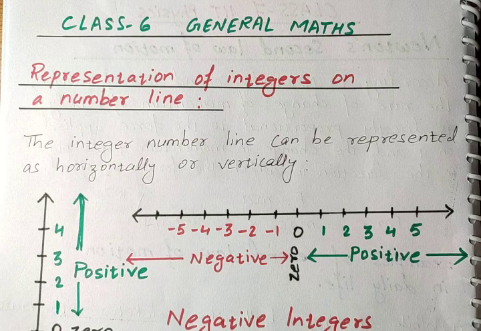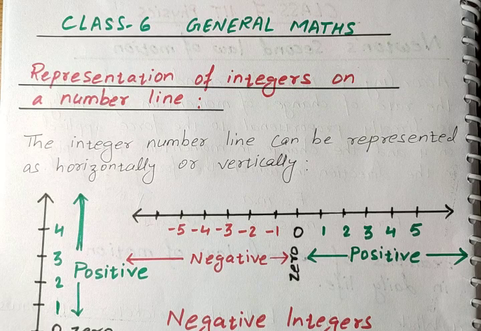Okay, so positive integers are used to represent profit in business, or temperature above 0 degrees Celsius, or height above the earth's surface, and so on. Next is negative integers.